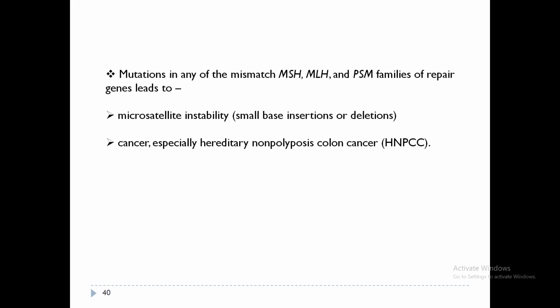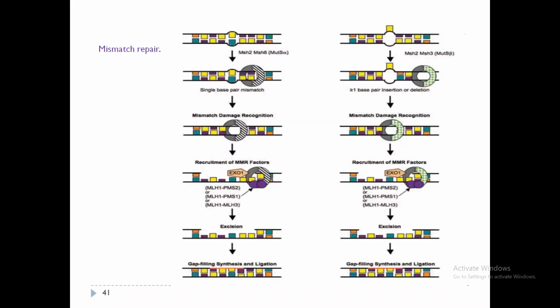Mutations in any of the mismatch repair MSH, MLH, and PMS families of repair genes lead to microsatellite instability, for example, small base insertions or deletions, or it can lead to cancer, especially hereditary non-polyposis colon cancer. So this is a picture which shows the mismatch repair. The initial step in the mismatch repair pathway is the recognition of the mismatched bases through either MSH2, MSH6, or MSH2, MSH3 complexes.